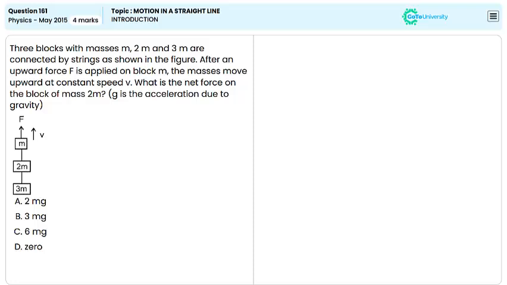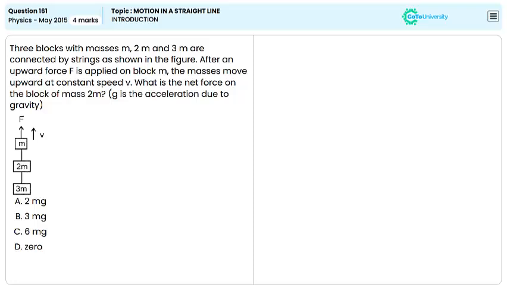Three blocks with masses m, 2m and 3m are connected by strings as shown in the figure. After an upward force F is applied on block M, the masses move upward at constant speed v. What is the net force on the block of mass 2m? Here g is acceleration due to gravity.